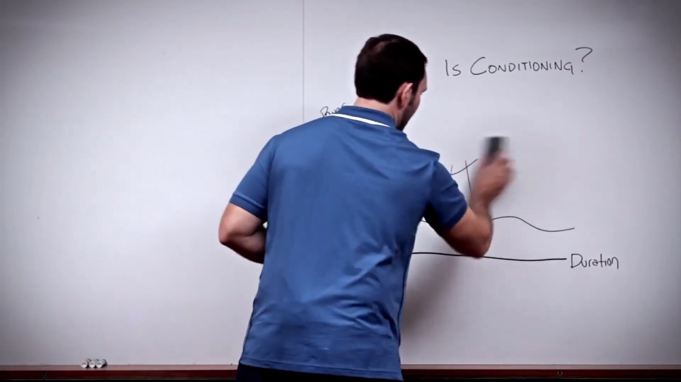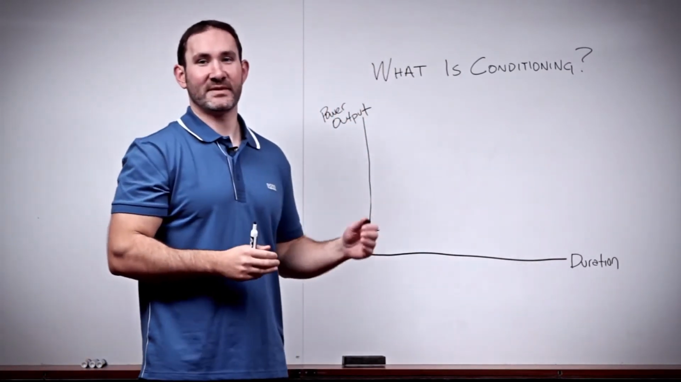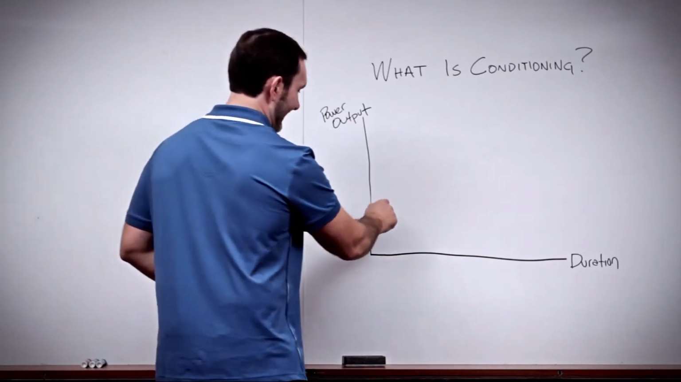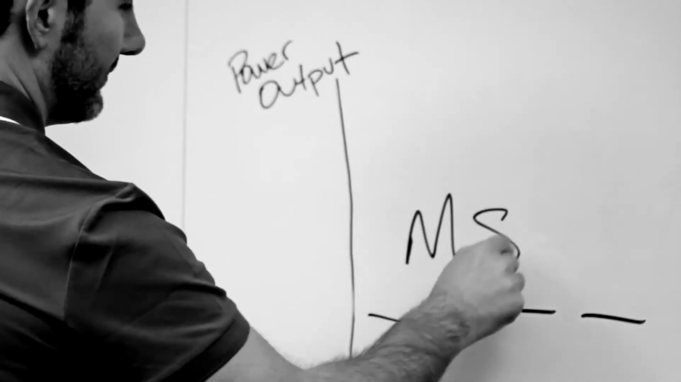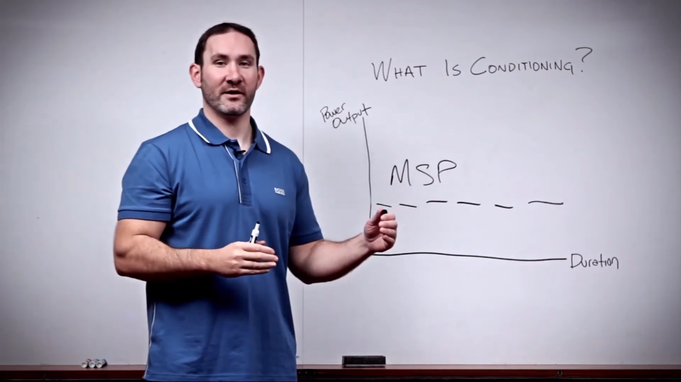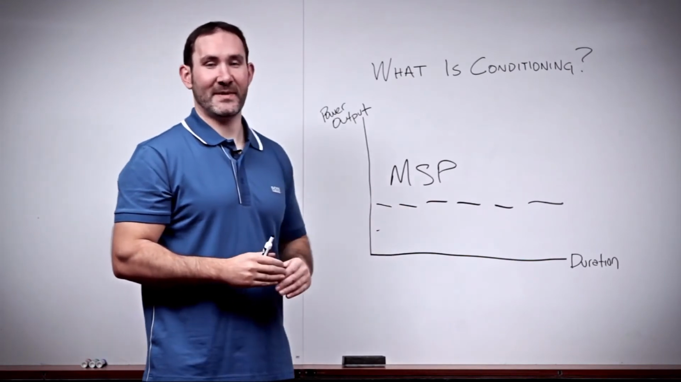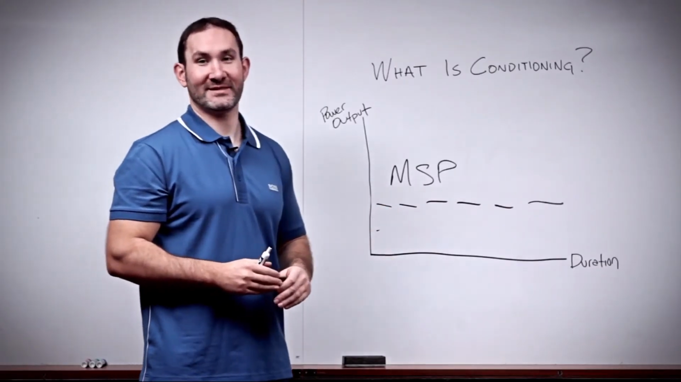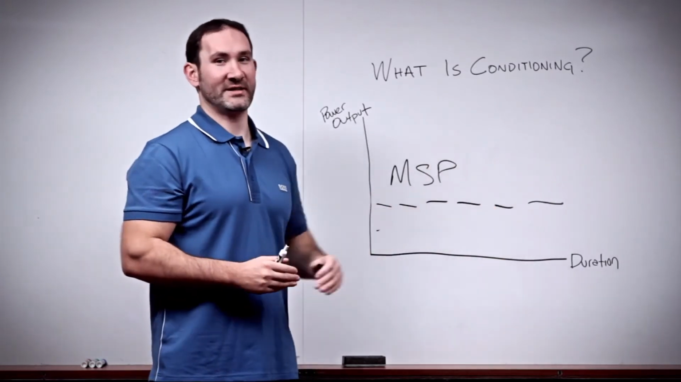So in either case, we can define conditioning as the maximum sustainable power output. And we can look at it as a line. We'll call this the maximum sustainable power. And really, this is what conditioning is. It's a measure of how much power you can sustain throughout the entire duration. Because there's always some level of power output you can maintain. If you're a marathon runner and you're in terrible shape, you could still walk a marathon or slowly jog a marathon. There's always going to be some level of power that you're able to sustain for the duration of the event. And that's what we call the maximum sustainable power, and that's really what conditioning is.